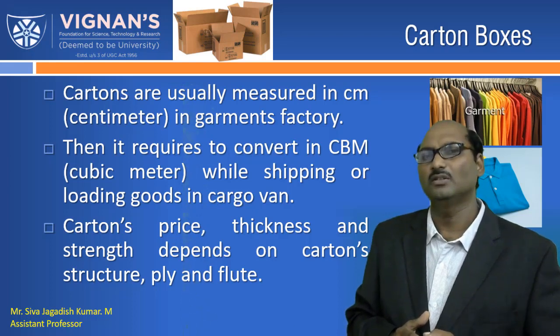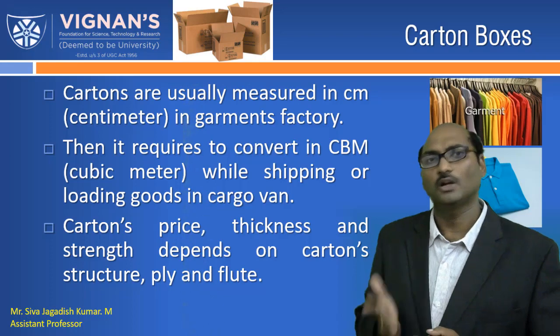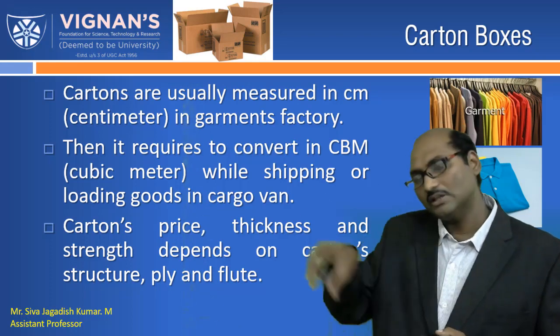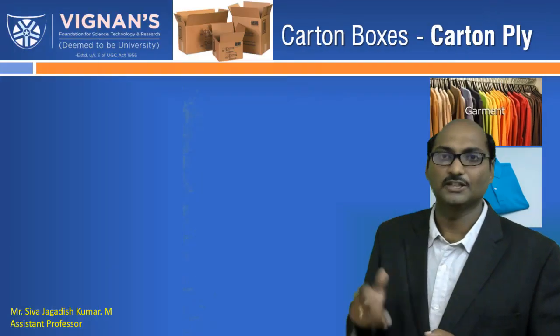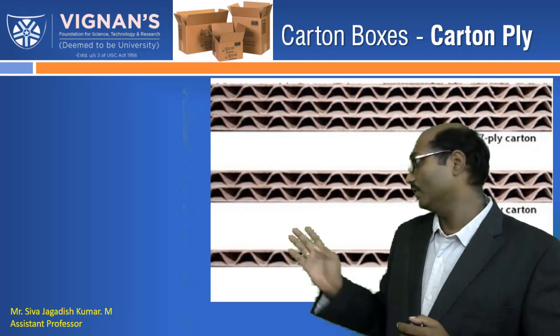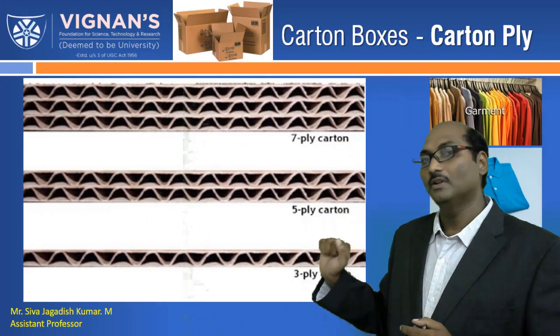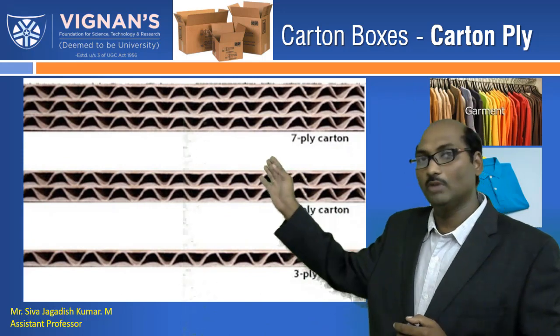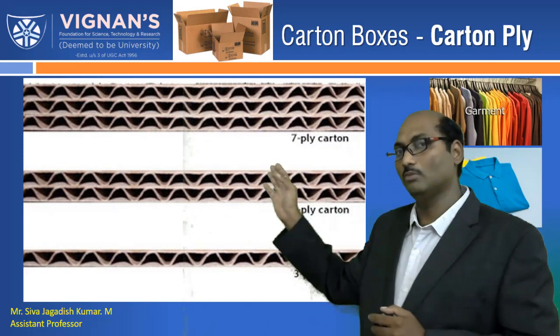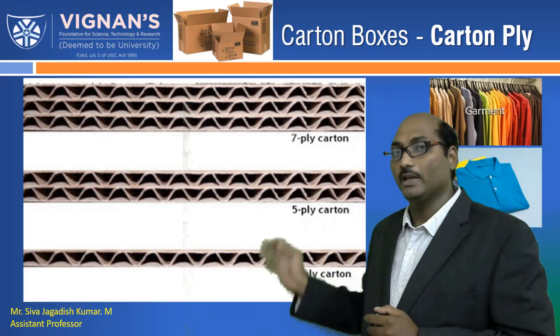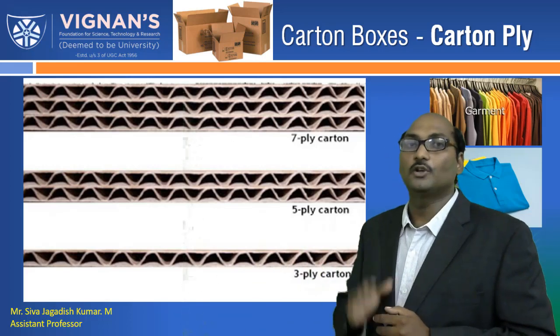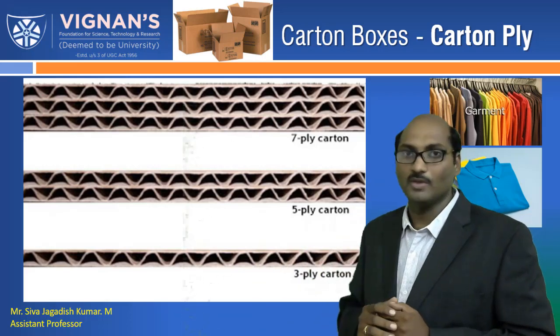What is flute, sir? You said structure is okay, ply also okay. Flute is the corrugated box flutes. We will see this in this figure. You can see the 7 ply carton box and the cross section of the carton box: a 7 ply, a 5 ply, 3 ply. Similarly, even 12 ply, 14 ply also will be there.